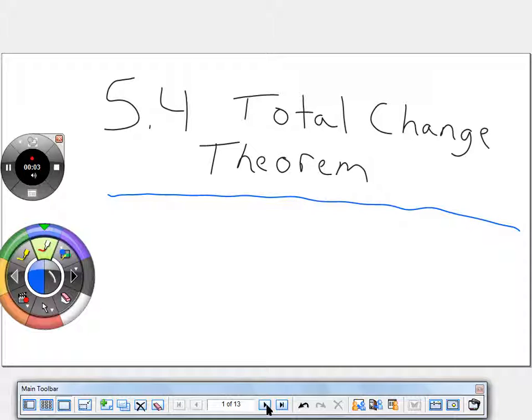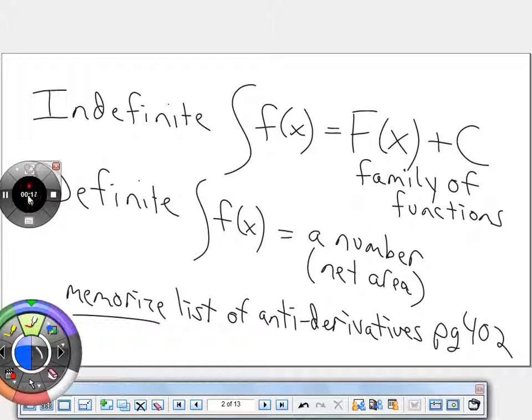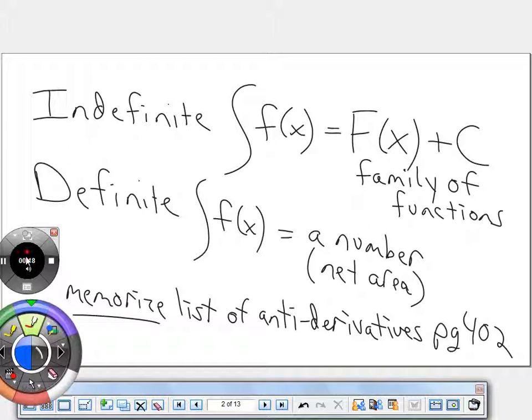All right, this is section 5.4, really the total change theorem, also the difference between a definite integral and an indefinite integral. First of all, when you have an integral that doesn't have limits of integration, we call that an indefinite integral because you don't know for sure what you've got. So it's the integral of f of x.